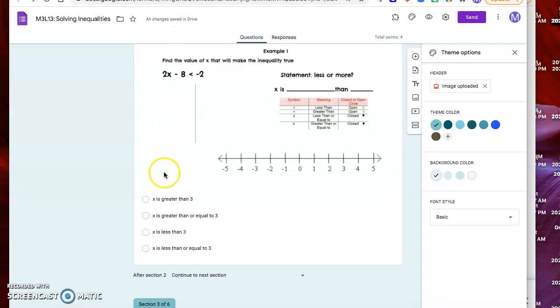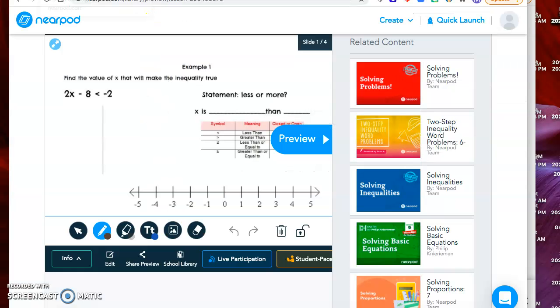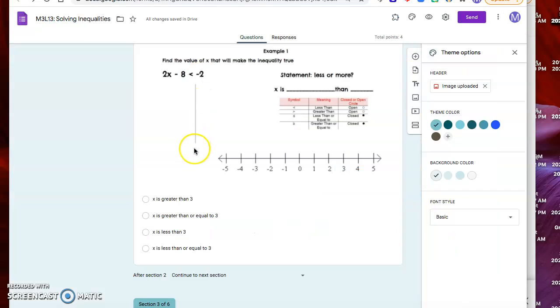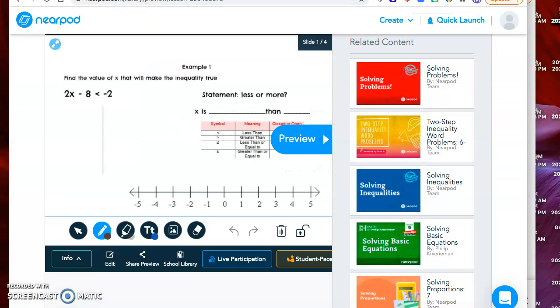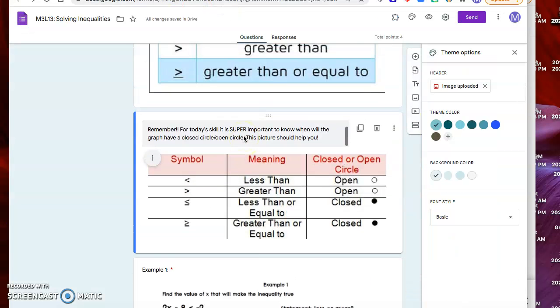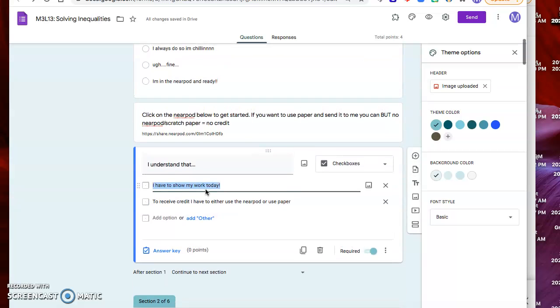So that's very, very important. Your work has to be shown. You can't just choose the answer and then not show work on the Nearpod. Even if you know how to do it in your head, I need you to practice actually solving inequalities. So make sure that your Nearpod is up, and if you need the Nearpod, you could scroll back, and the link is right over here on the first page.